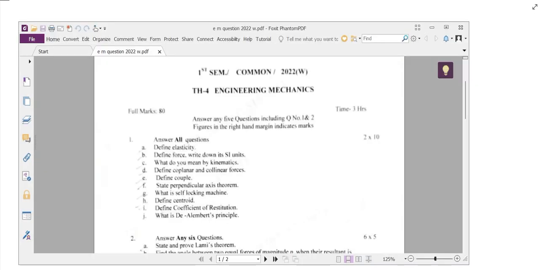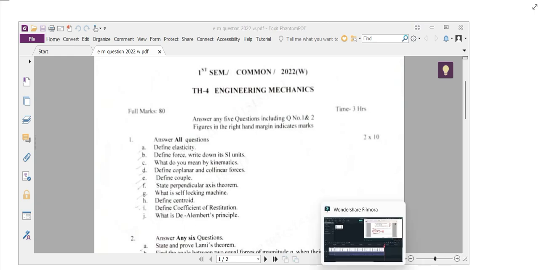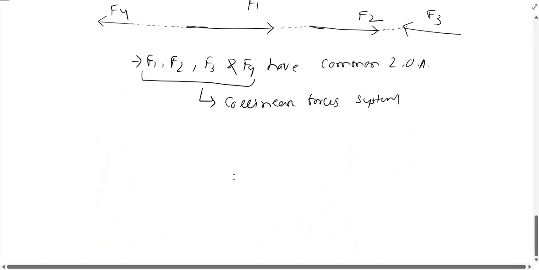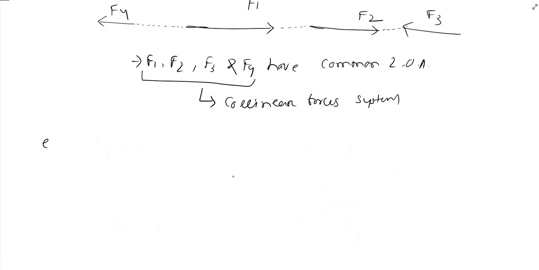Next question is define couple. Question number E. Couple को अगर हम डिफाइन करेंगे, it can be defined by two equal and opposite forces separated by a perpendicular distance consist a couple.